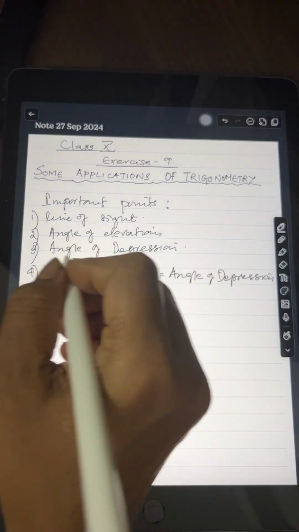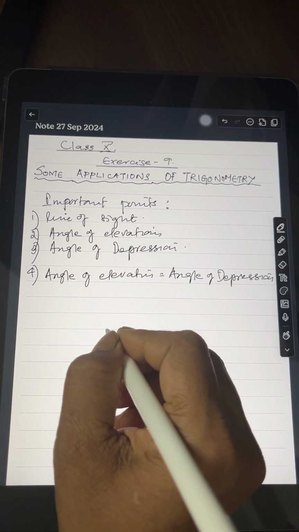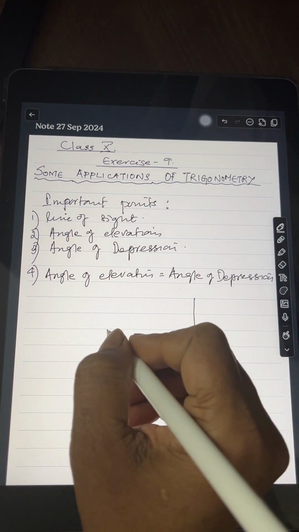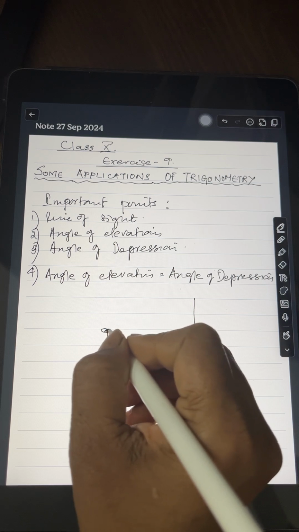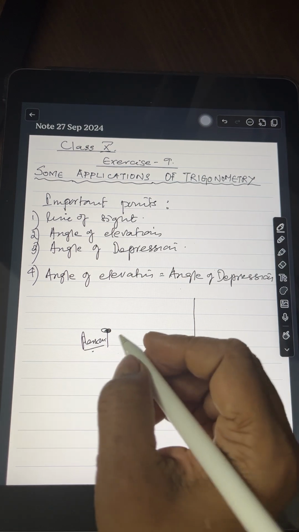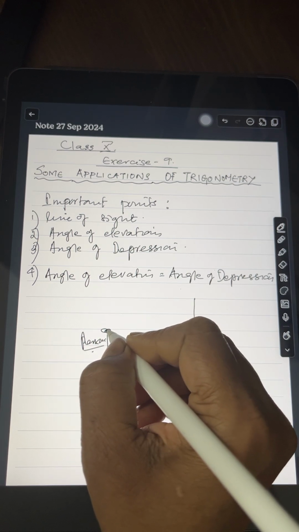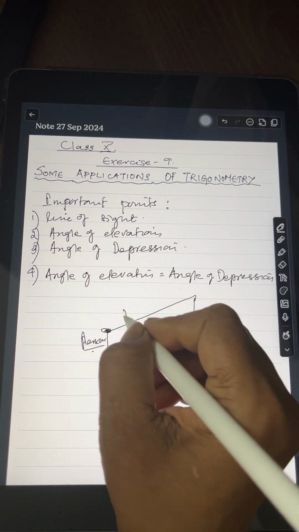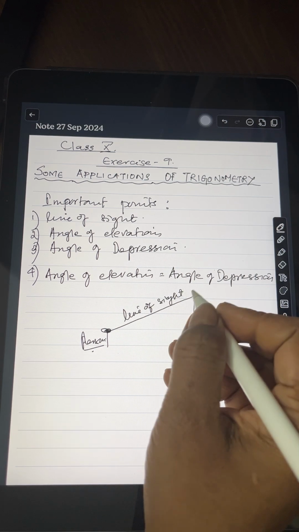Okay. Now I'll explain what line of sight is. Suppose a person is standing here and there is a pole here. This person is a boy, and his eyesight is somewhere here. He sees the top of the pole. How will he see the top of the pole? His eyesight will go this way. This is called the line of sight or line of vision.